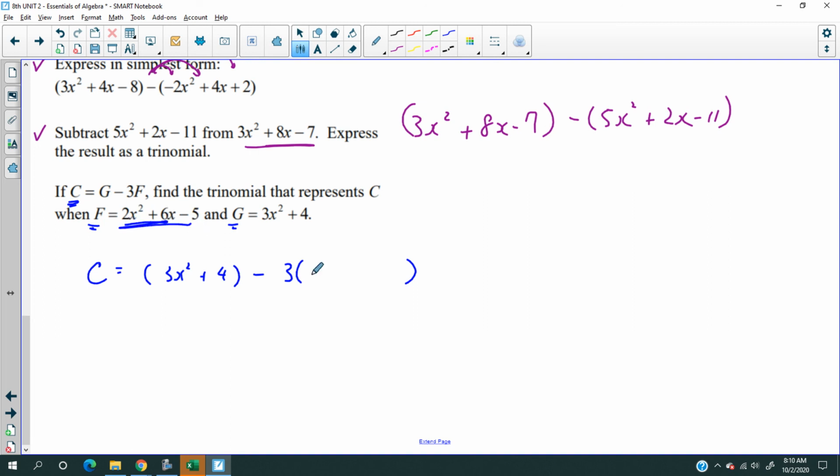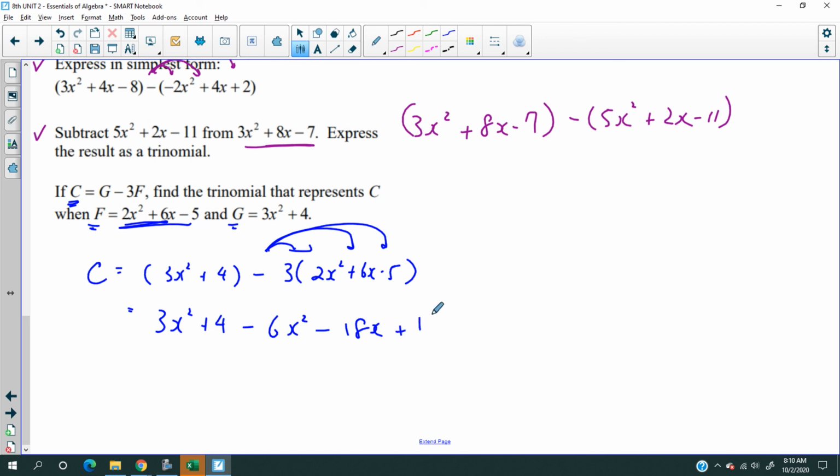So that's 2x squared plus 6x minus 5. I know there are 3 letters here, but only 2 letters really matter, F and G. So let's rewrite this without the parentheses. Distribute, and distribute, and distribute. Negative 3 times 2x, that's negative 6x squared. Negative 3 times x, that's negative 3 times 6, 18x. Negative times negative is positive, 3 times 5 is 15.